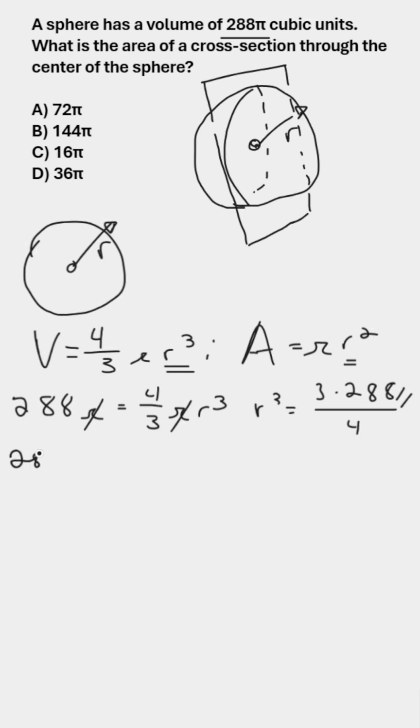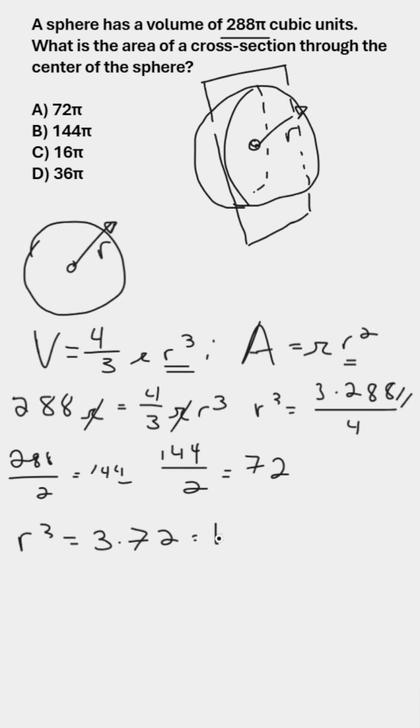All right, so 288 divided by 2 is equal to 144. Okay, and we've got another even number. So we're going to divide 144 by 2, and that'll give us 72. Perfect. So we've got r cubed is equal to 3 times 72, which is equal to 216. In effect, that means that r is equal to the cube root of 216, which we know is just 6.